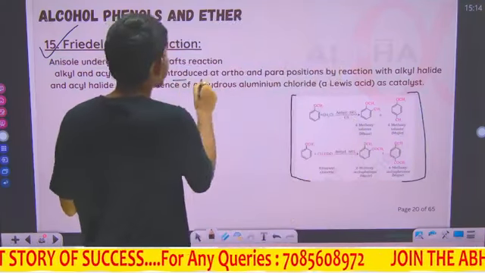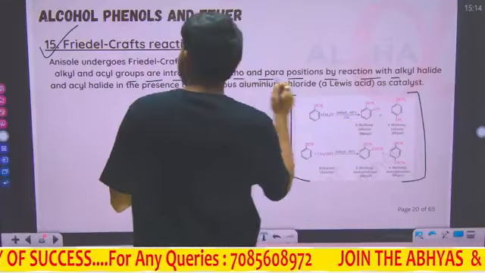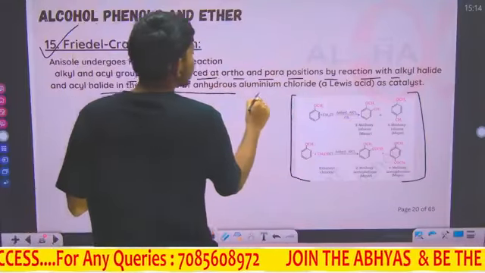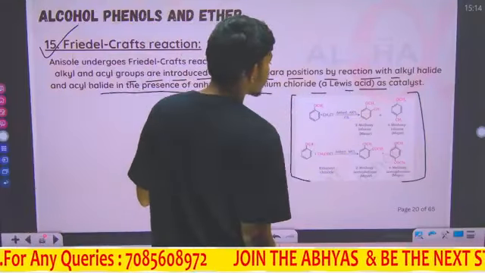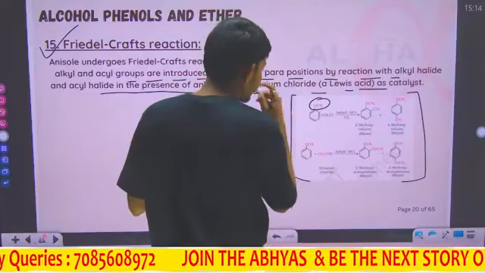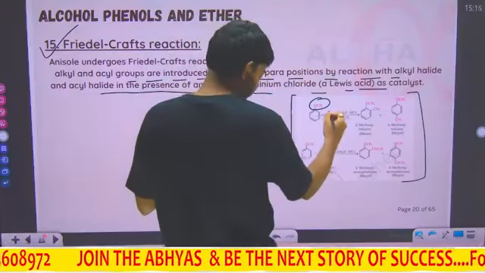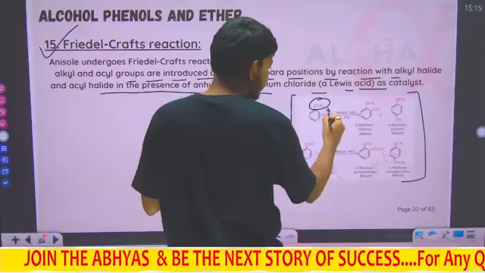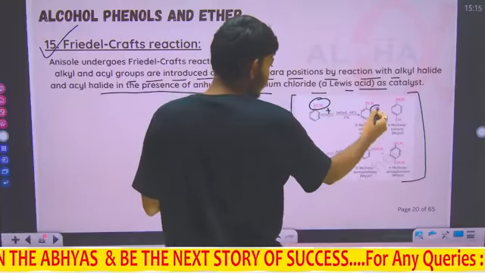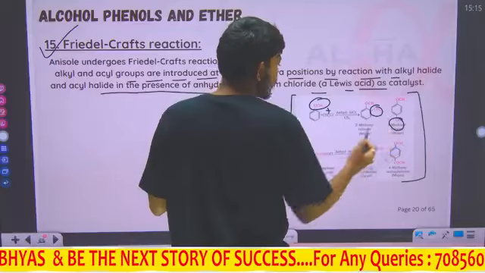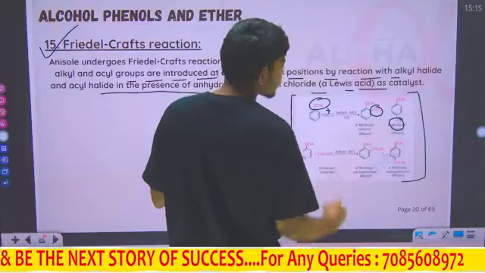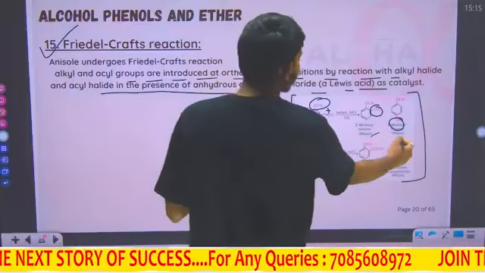Alkyl or acyl groups are introduced at the ortho and para position in the presence of anhydrous aluminum chloride, a Lewis acid, that is your catalyst, and OCH3 is present here. This is your CH3Cl, we get the electrophile CH3 plus. So this comes at ortho position, this comes at para position. So this is your minor product, this is your major product.